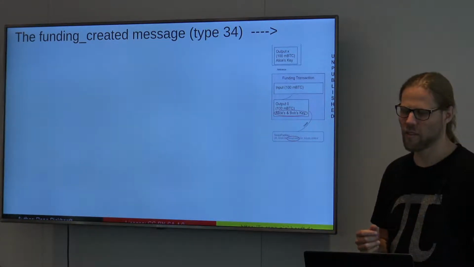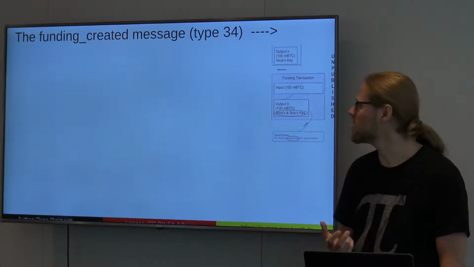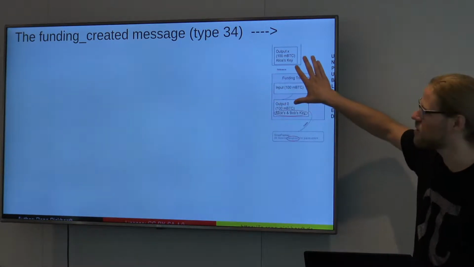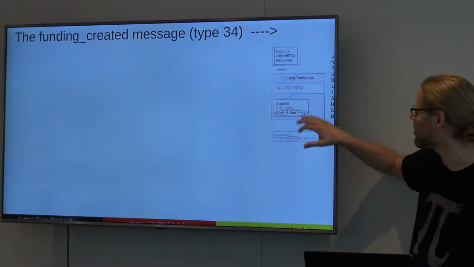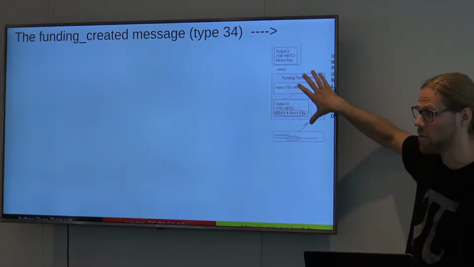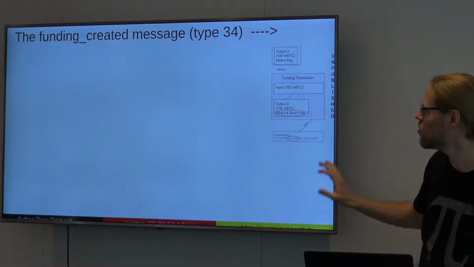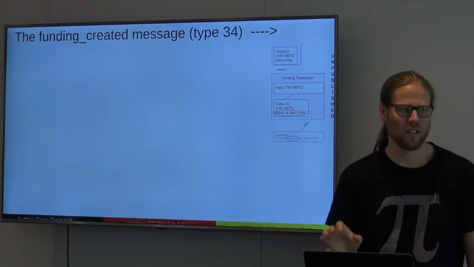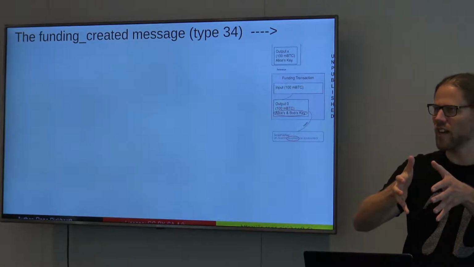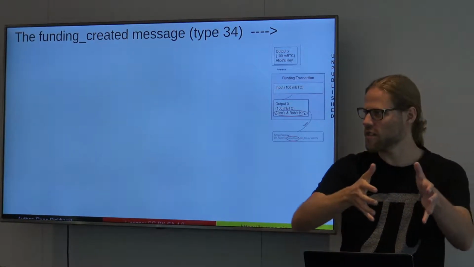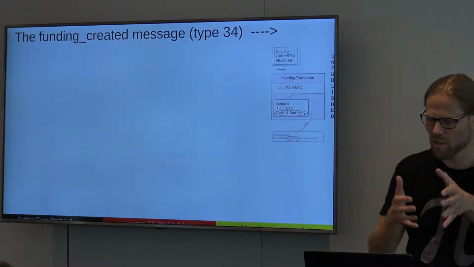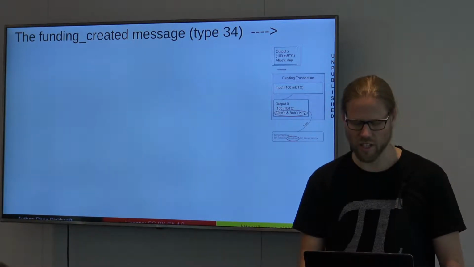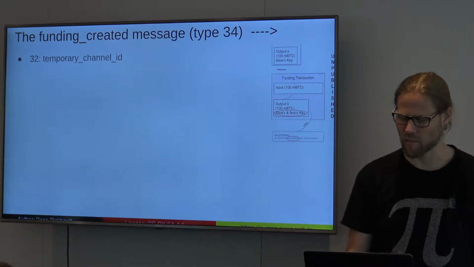So then you have the funding created message, right? And I just put this here again as a reminder of our graphical view, how this looked. We have the funding transaction, it's not published yet, it's still gray, it's unpublished. But once Alice decides she wants to open a channel, she sends this message over to Bob. Bob replies with the accept channel message. Alice, it's her turn again to create the funding created message.